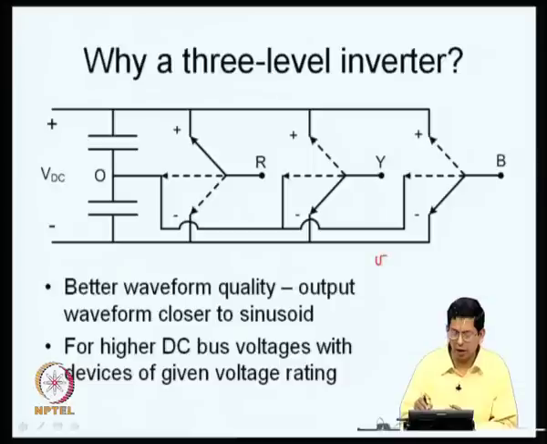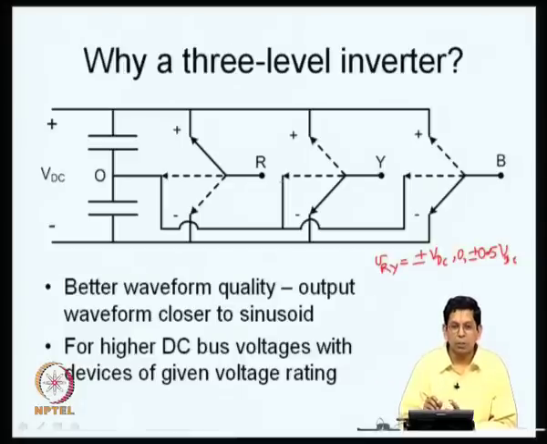If you take VRY, it can be either plus or minus VDC or 0 in the case of a 2 level inverter. In the case of a 3 level inverter, you have not only plus VDC and 0, you can also have plus or minus 0.5 VDC. Let us say R is connected to the top throw and Y is connected to the middle throw. So, what you have between R and Y is plus 0.5 VDC. Not only that, let us say R is connected to the middle throw and Y is connected to the bottom throw, once again you get plus 0.5 VDC. So, there are 2 different ways by which you can realize plus 0.5 VDC.